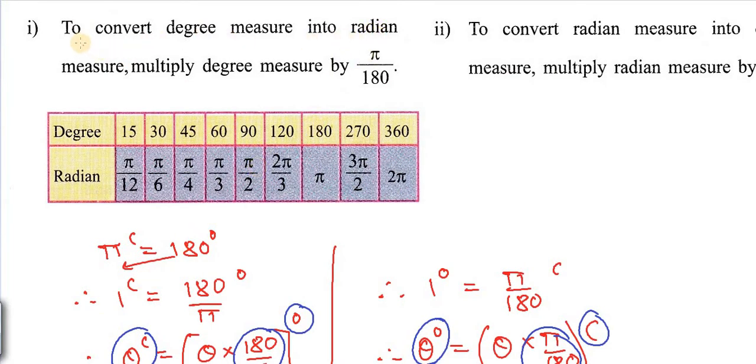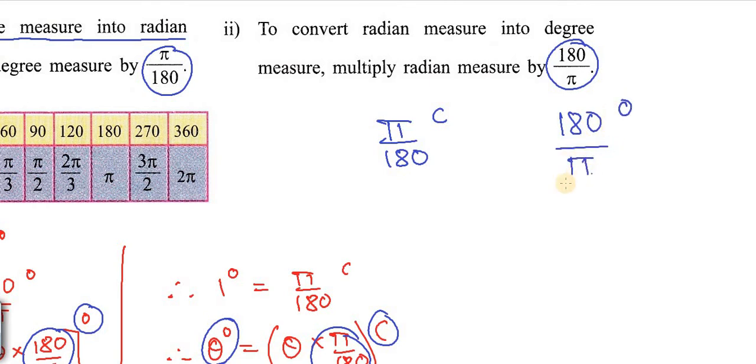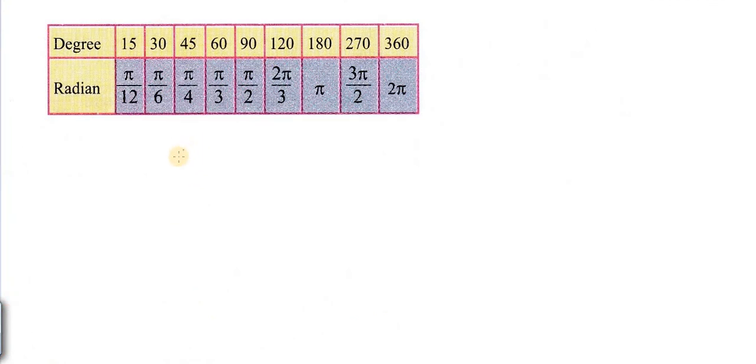So once again remember that to convert the angle degree measure into radian measure, multiply the degree measure by pi by 180, and number 2, to convert radian measure into degree measure, multiply the radian measure by 180 by pi. So these are the reciprocals of each other. While you have to convert into radian, remember, multiply by pi by 180, so you will get answer in radian, and when you have to convert it into degree, multiply by 180 by pi, and you will get the answer into degree.